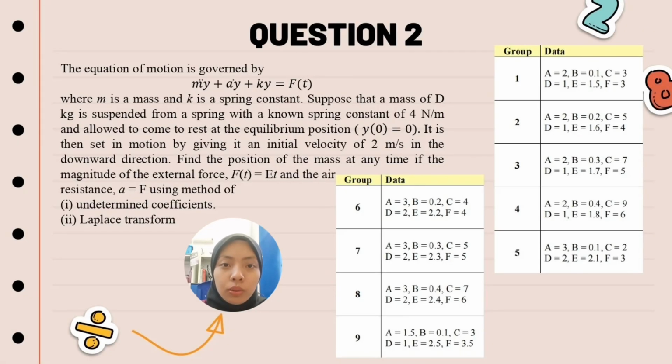For question 2, we are given a second order differential equation representing the motion of a spring-mass system subject to an external force. Our task is to find the position of the mass over time using both the method of undetermined coefficients and Laplace transform, by applying the given group data for the constants such as mass, damping, and spring stiffness.